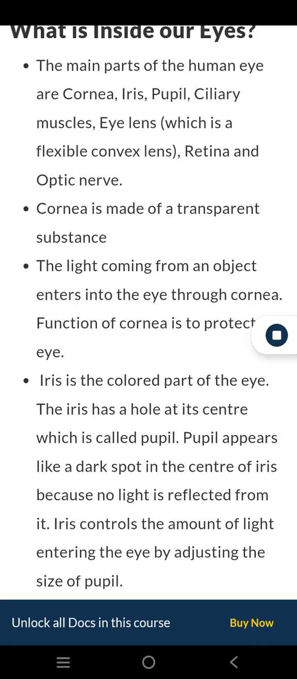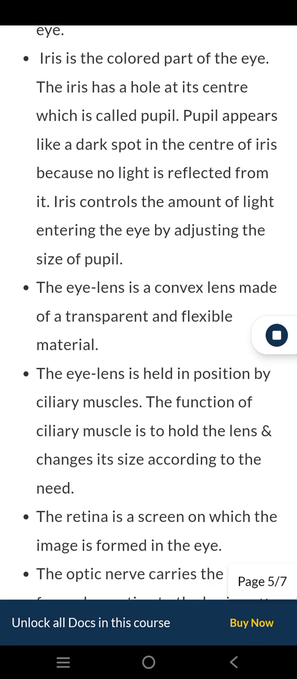Cornea is made of a transparent substance. The light coming from an object enters into the eye through cornea. Function of cornea is to protect the eye. Iris is the colored part of the eye. The iris has a hole at its center which is called pupil. Pupil appears like a dark spot in the center of iris because no light is reflected from it. Iris controls the amount of light entering the eye by adjusting the size of pupil.